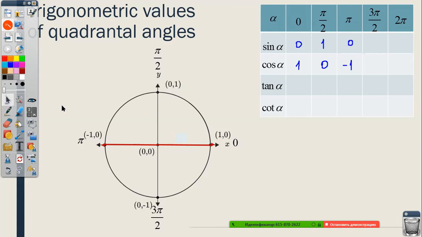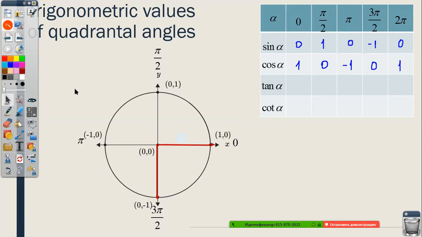Okay, next quadrantal angle is 3 pi over 2. So terminal side is here, and it's intersecting with the unit circle at y minus 1. So again, y is sine, so that's why sine of 3 pi over 2 is minus 1. Cosine, there is no distance on the x-axis, so that's why it is 0. 2 pi, it's like 0, it will be here, yes. So again, sine of 2 pi is 0, cosine is 1.